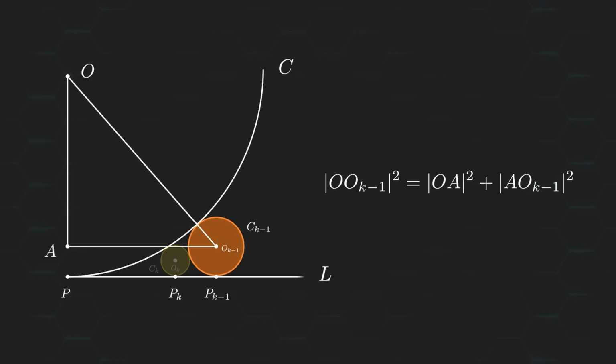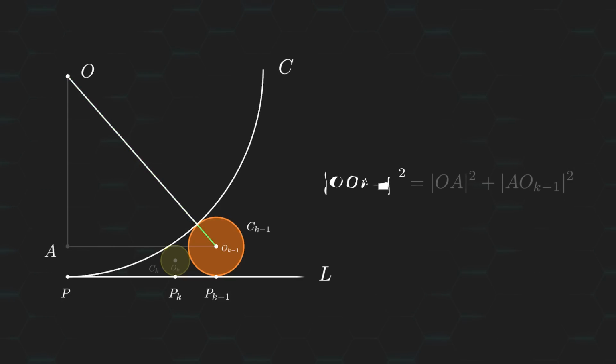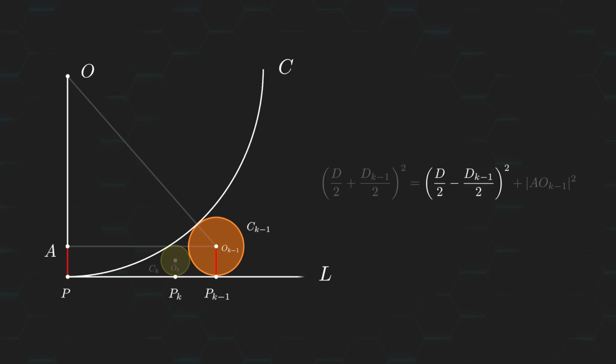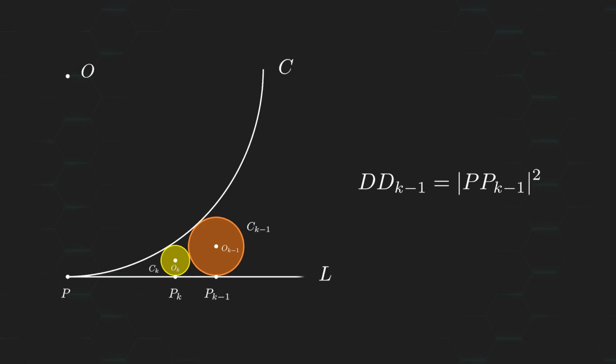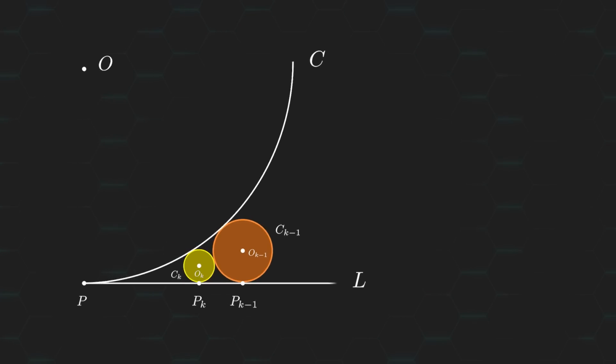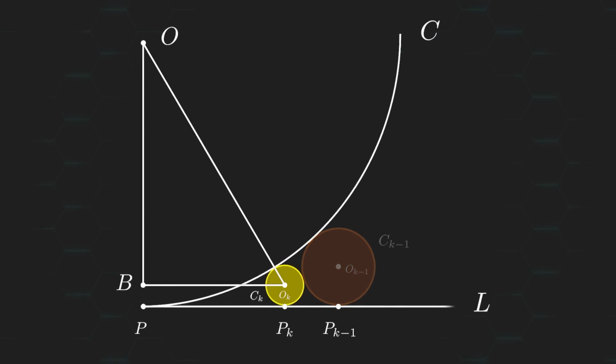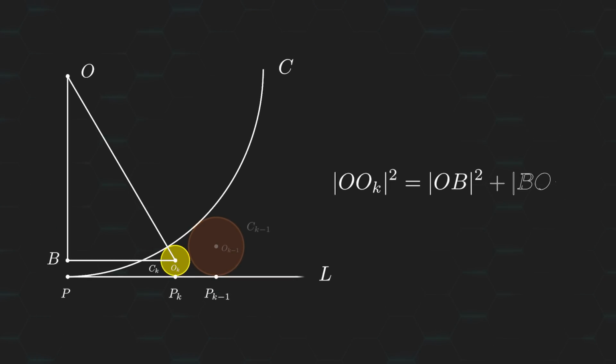For example, notice that the hypotenuse of this triangle is just the radius of C added to the radius of C sub k minus 1, while the vertical line OA is just the radius of C minus the radius of C sub k minus 1. And finally, the line that makes up the base of the triangle has the same length as the line connecting the points P and P sub k minus 1. Now, lucky for us, this equation actually simplifies pretty nicely. And on top of that, we can run the exact same procedure for a line connecting the origins of the circles C and C sub k, which will give us a similar equation to work with.